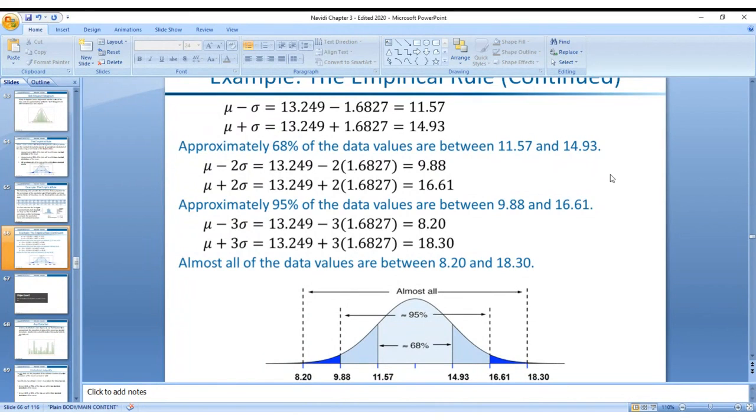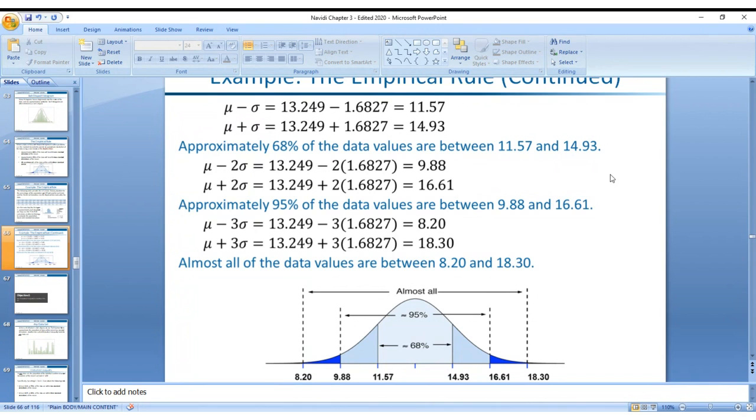All right, now, two standard deviations is 1.683 times 2. So that's 3.366. So just say 3.4. If we subtract 3.4 from 13.25, we get just a little bit less than 10, 9.88. And on the upper end, when we add that 3.4, we get 16.61. So those are the endpoints for 95% of the data.